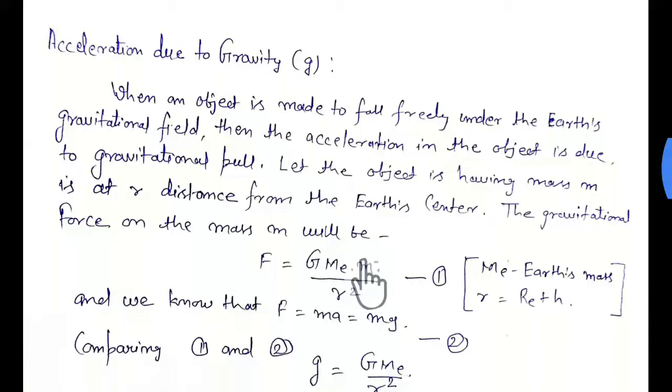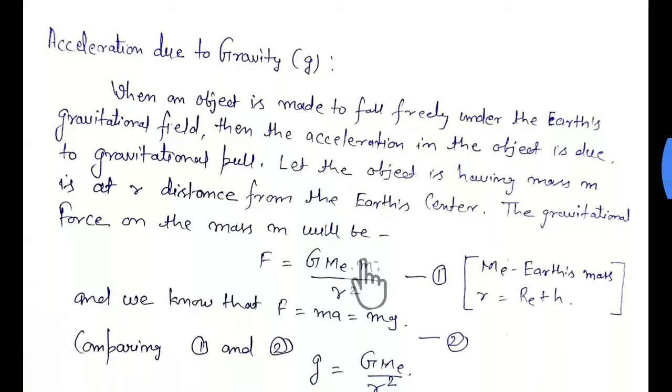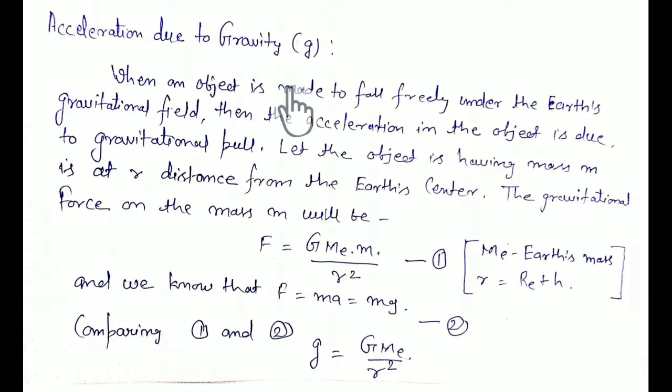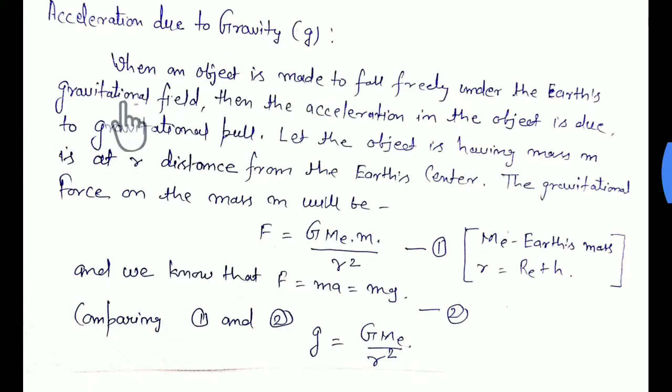In the last e-lecture, we have studied the facts about gravitational force. Now we are going to start acceleration due to gravity, which is represented by small g. So let's start. When an object is made to fall freely under the Earth's gravitational field, then the acceleration in the object is due to the gravitational pull.